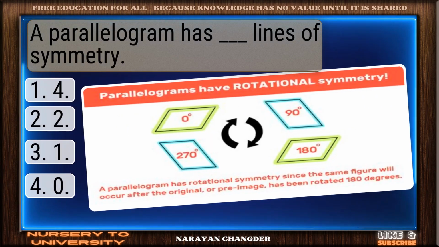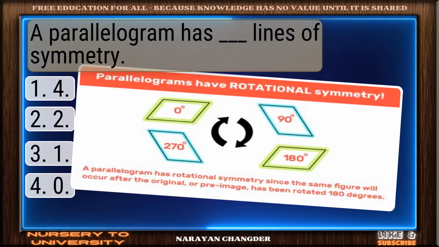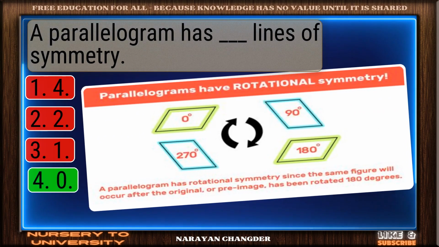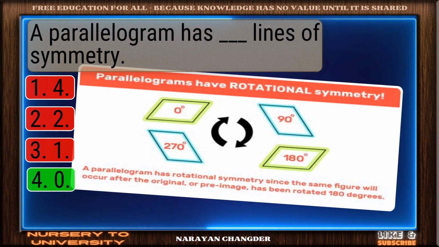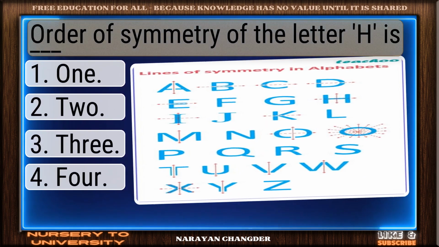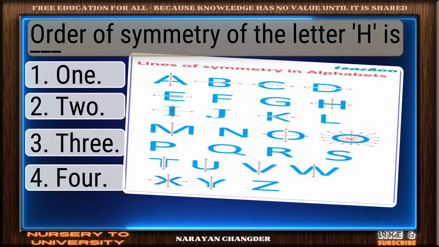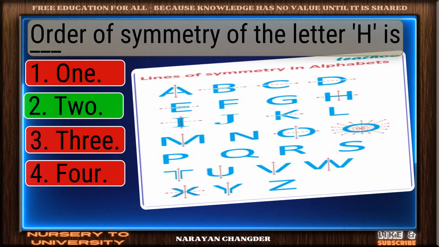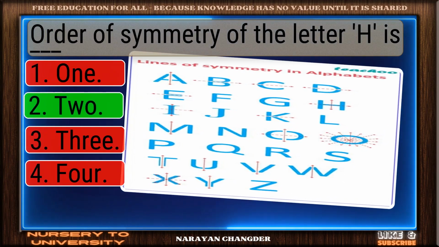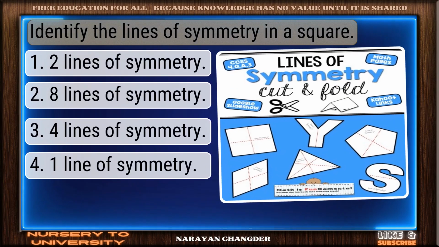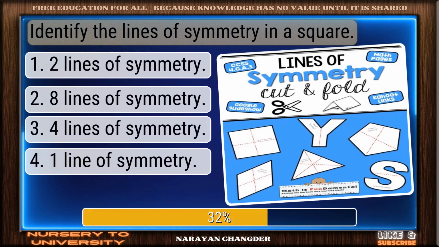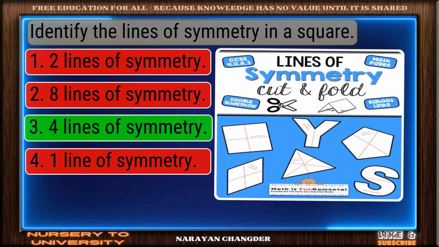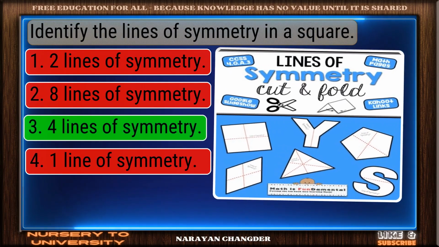A parallelogram has dash lines of symmetry. Perfect. Zero is the correct choice. Order of symmetry of the letter S is dash. On track. 2 is the correct answer. Identify the lines of symmetry in a square. Good job. Your answer 4 lines of symmetry works well here.